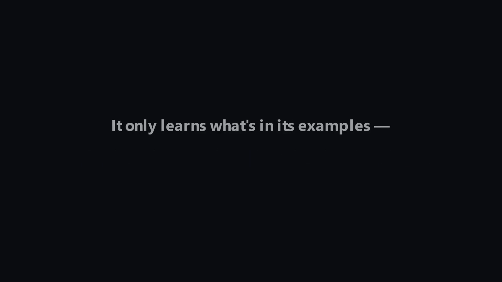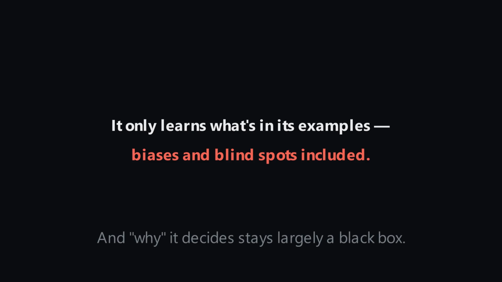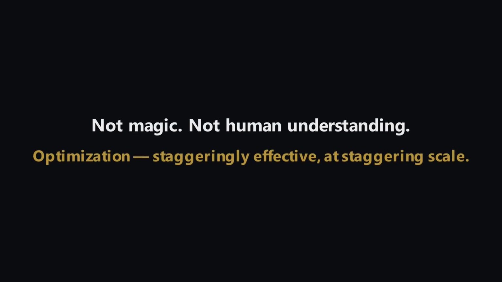But it's worth knowing the limits. A network only learns what's in its examples, biases and blind spots included. And it can't really explain itself. We can watch the weights, but why it decided something stays largely a black box. It isn't magic, and it isn't understanding in the human sense. It's optimization, staggeringly effective at staggering scale.